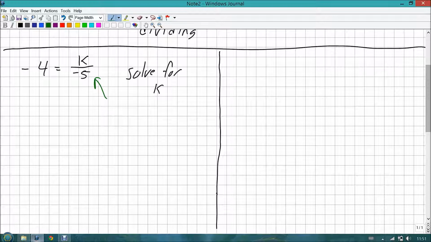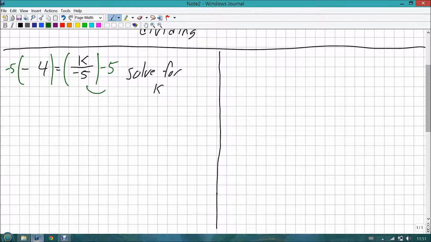Now, how do we get rid of our little stalker Negative 5 guy? Well, to get rid of multiplication, you multiply. So in this situation, I would take both sides and multiply them by whatever is on the bottom, in this case, negative 5. So I'm going to multiply both sides by negative 5. And when I do that, remember how to multiply a fraction by a whole number? You divide by the bottom and then multiply by the top.